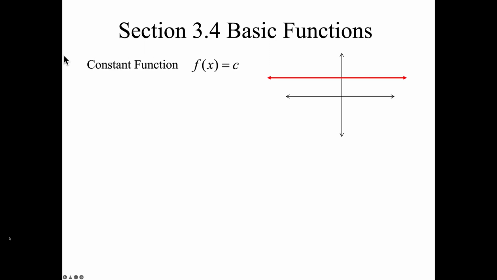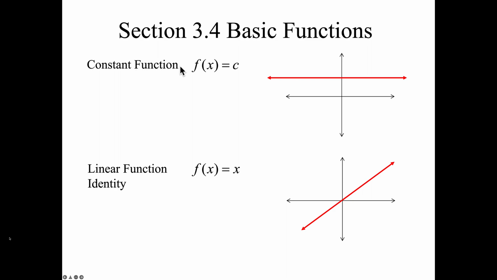All right, welcome to 3.4 Basic Functions. We're going to look at what we call the library of functions. You're going to need to be able to see an equation and know what its graph is going to look like in its basic form. So we're going to start out with a constant function. This could be f of x is equal to some constant number, let's say 3. That's a horizontal line for your graph.